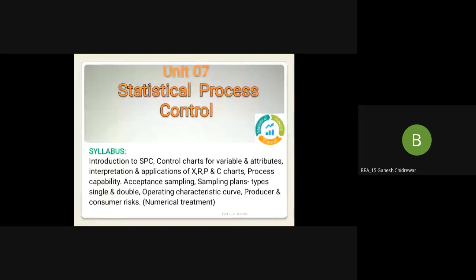Control charts for variables and attributes. Last lecture we started the basic information about the control chart: what is upper control limit, lower control limit, center line, and which are the variables and attributes. Those points we already discussed. Today we will discuss the remaining charts: X chart, R chart, P chart, C chart, basic information, and problems on P chart and C chart. Very simple problems are there. Then process capability. We will finish that remaining theory today.